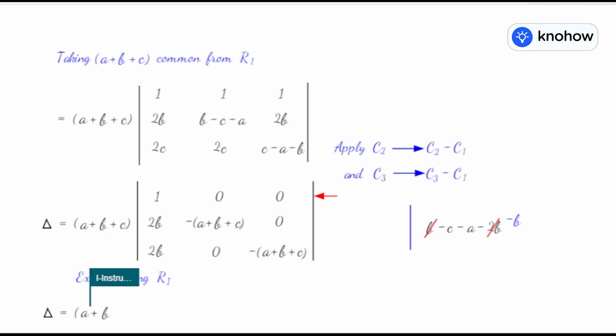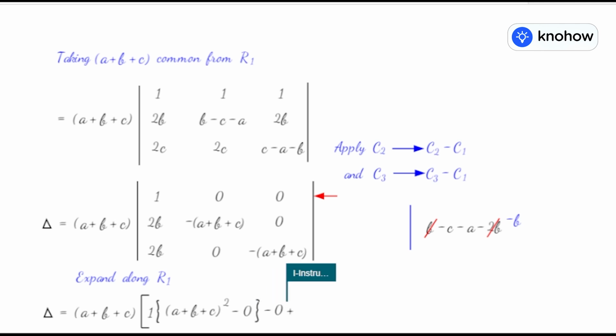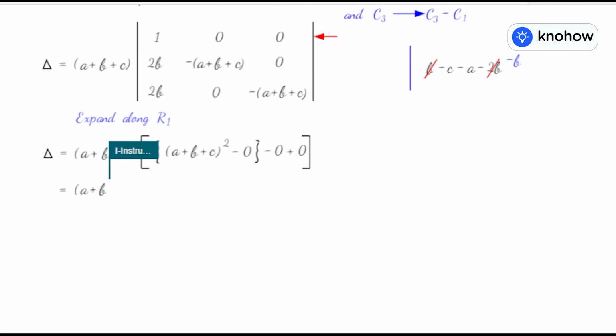Now when you expand, with row 1, you get one time, minus a plus b plus c and minus, so minus and minus plus, so you get a plus b plus c whole square and minus 0. And what about the other elements? Other two elements are already 0, 0. So you get a plus b plus c and a plus b plus c whole square from the bracket inside. So finally you have got your answer, that is a plus b plus c whole cube, which is the required right hand side.